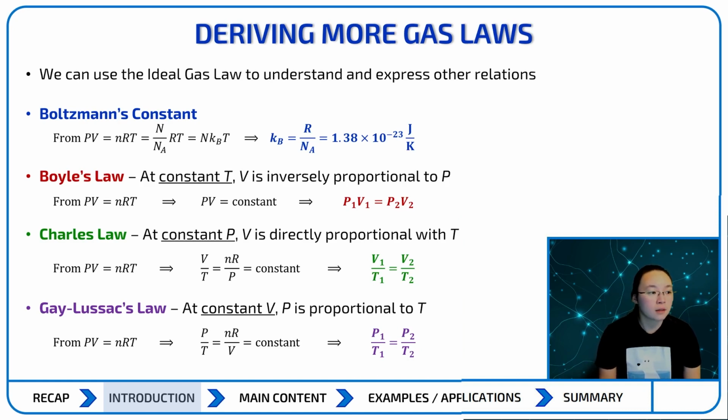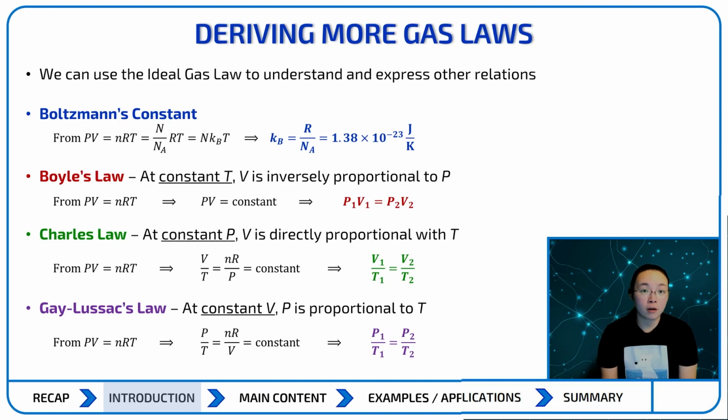In this case, we have Boltzmann's constant. It comes from PV equals nRT. We can rewrite little n, the number of moles, as the total number of molecules divided by Avogadro's number, times R times T. Then we note that R divided by Na is equal to Boltzmann's constant, which is 1.38 times 10 to the negative 23 joules per Kelvin. So that's one of them.